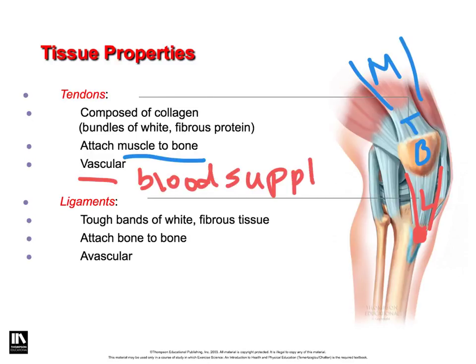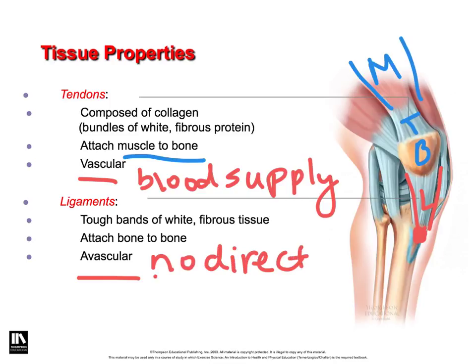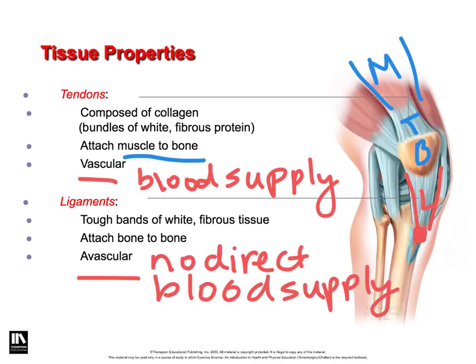Now, ligaments are a little bit different, and this is why they take longer to heal when you injure them. They are avascular, so they have no direct blood supply. So don't forget, ligaments take longer to heal because they have no direct blood supply. They get their blood through compression.